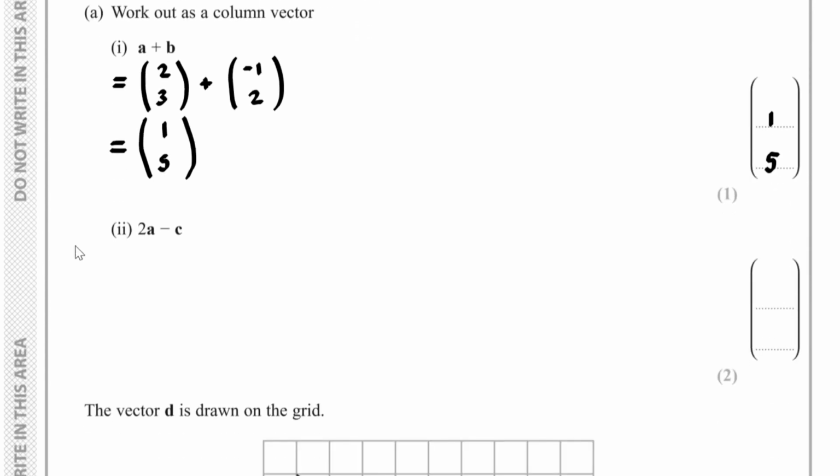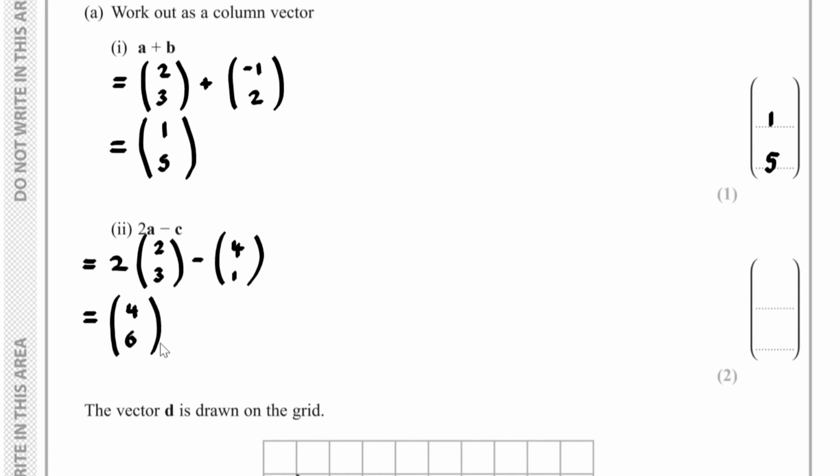Then we've got 2a subtract c. Well, we've got 2 times by the vector a, so we've got 2 times by 2, 3. But then I subtract from this the vector c, which is 4, 1. So if we work this out, we have 4, 6, subtract 4, 1. So it turns out our vector is 0, 5.